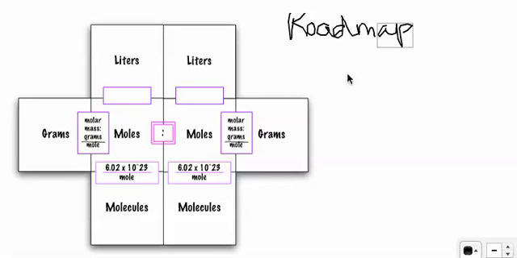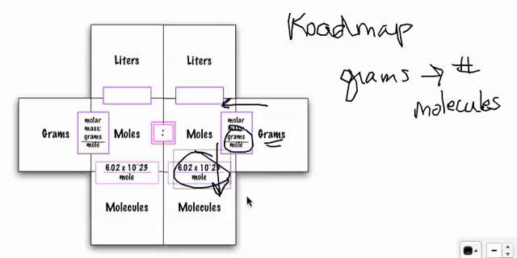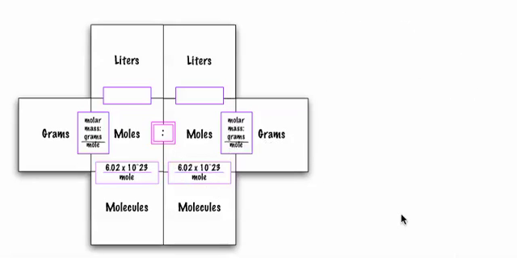If you're asked to go from grams of a compound to the number of molecules, this helps you understand that you have to start at grams, you have to go to moles using the grams per mole value, and then convert to molecules using your 6.02 times 10 to the 23 molecules per mole figure that you all know about. So I want you to view this as a roadmap.